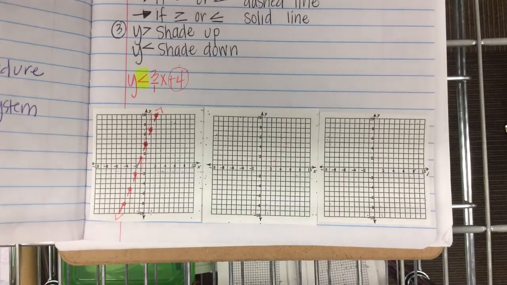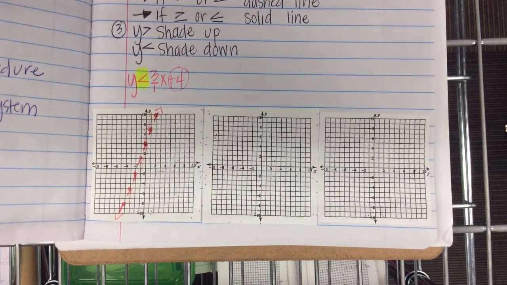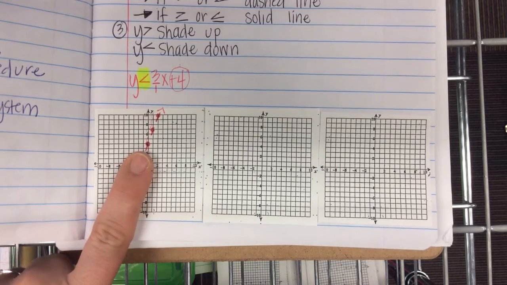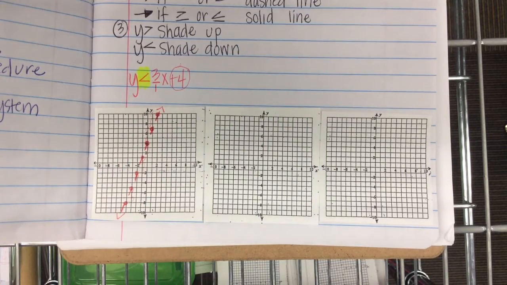Make it solid. But do not connect the dots because it's not an equal to. It does need to go all the way through your graph. Do not do that whole little thing where you just stop there. It needs to go all the way through.